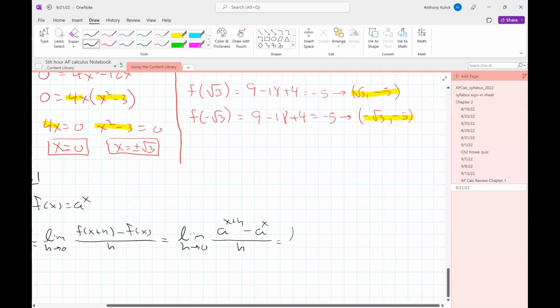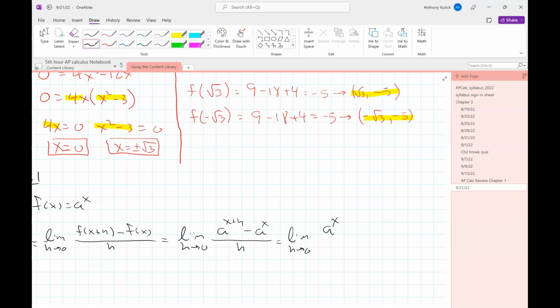Algebra 2 time here, folks. Watch this trick. a^(x+h) is the same thing as a^x times a^h. No natural logs. That's a bad idea. Everybody's cool with why that is? a^(x+h) is the same thing as a^x times a^h, right? That's just your power properties from algebra.